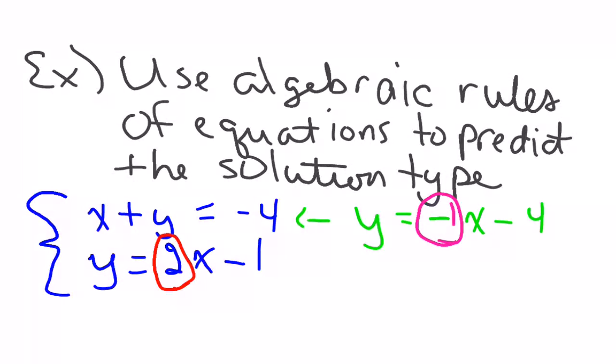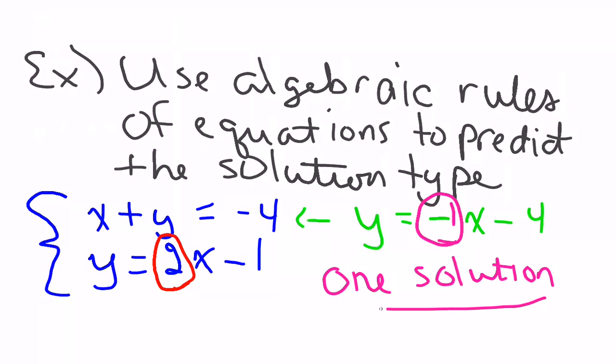So we compare those, negative 1 and 2. Those are not the same, so these are not parallel. And because they are different means that we are going to have one solution, means they're going to cross since they have different slopes. And this would be a consistent system.